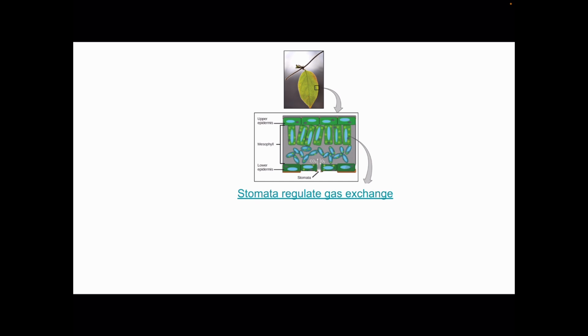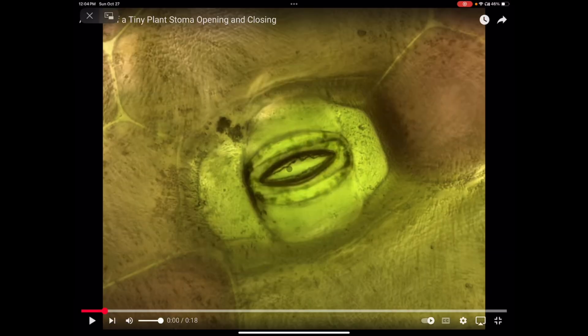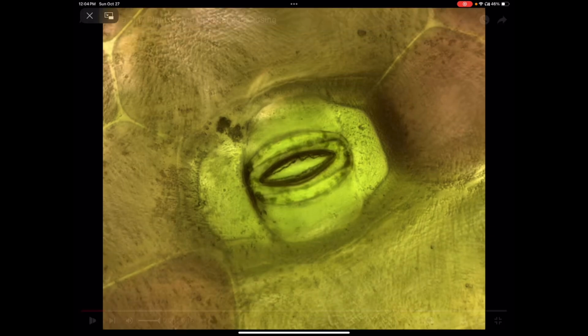We also will notice in these dermal layers, we have these little pores. These pores are called stomata, and it's these stomata that will regulate gas exchange. So this pore right here, this is the stomata. It's flanked by these two guard cells. Here's one, here's two. They kind of look like Cheetos to me. And so we're going to watch this stomata. Right now it's open, and we're going to watch it close.